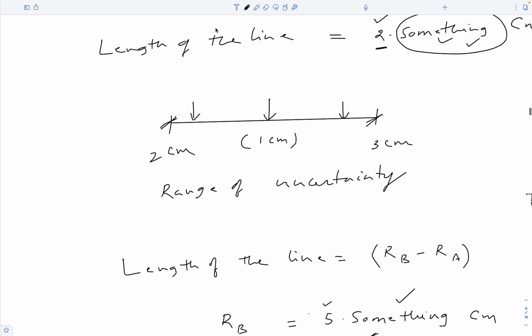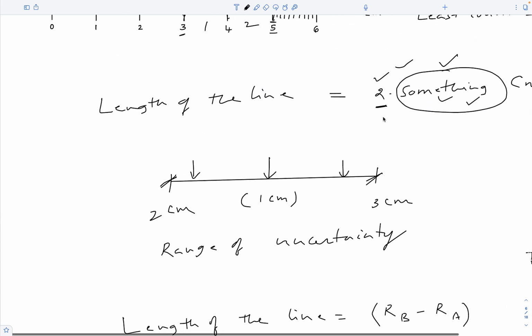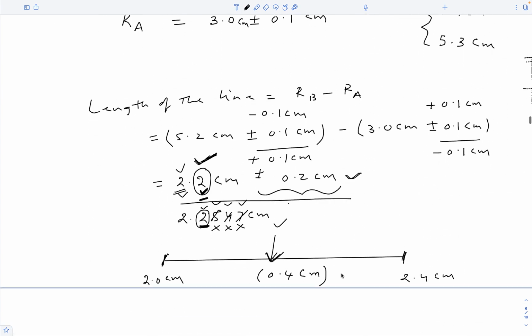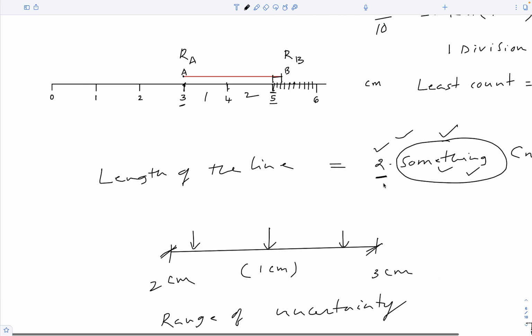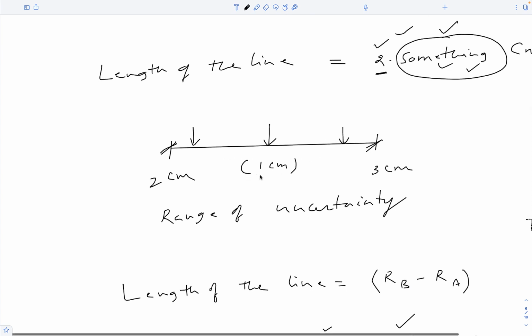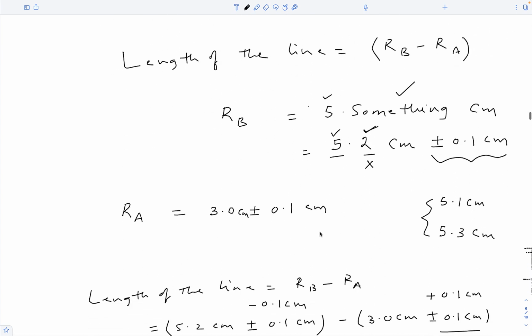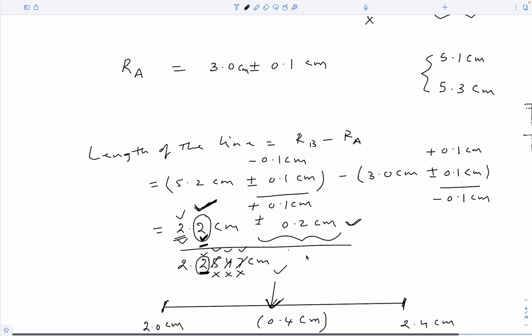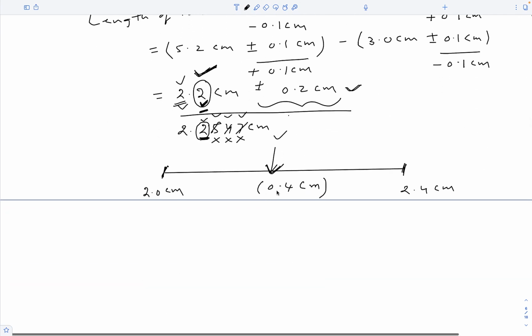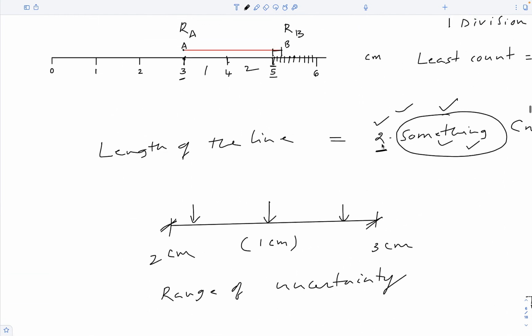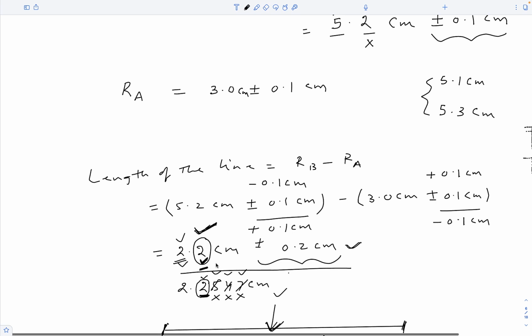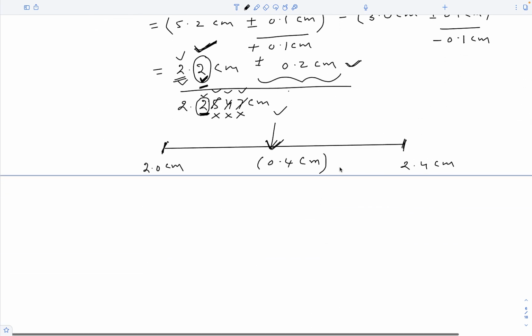You may have noticed that as the number of digits in the measurement increase, the amount of uncertainty decreases and the precision of the measurement increases. Here we knew the value of only one digit and the amount of uncertainty is 1 centimeter. Here we know the values of two digits and the amount of uncertainty is only 0.4 centimeters. So obviously, as the number of digits in the measurement increase, the amount of uncertainty reduces and the precision of the measurement increases.